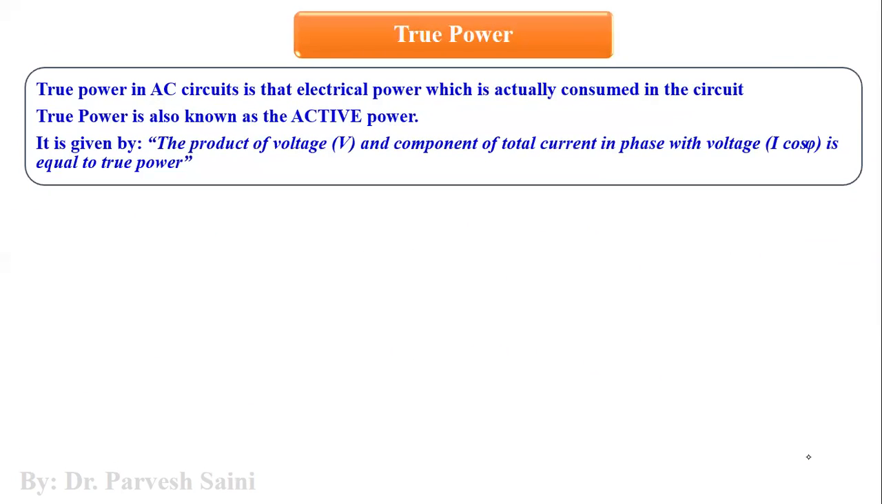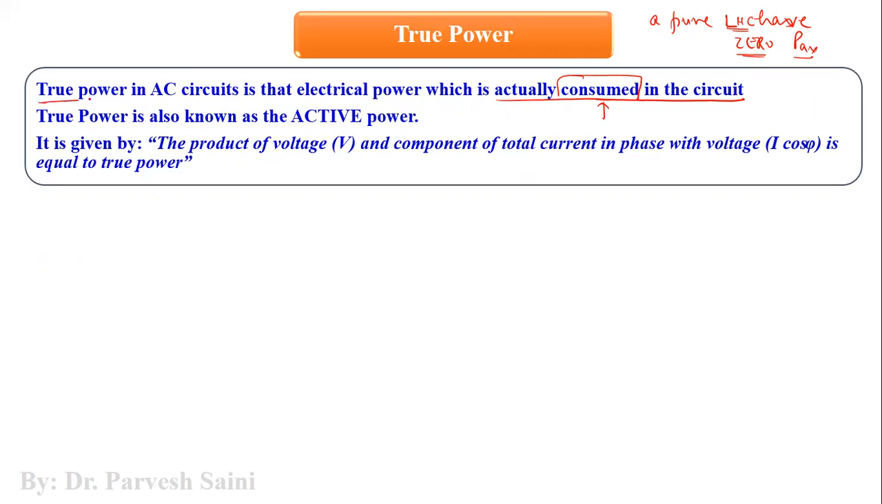Now let us go to the next thing, that is true power. True power is basically the real power of the electrical system which is actually consumed in the circuit. Now, a pure inductor has zero average power. Pure inductor and capacitor both. Now this means that these two components do not consume the power in the electrical circuit. Then what they do with their power, that we will understand in the next slides.